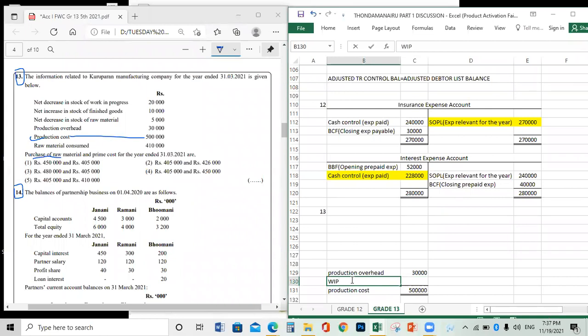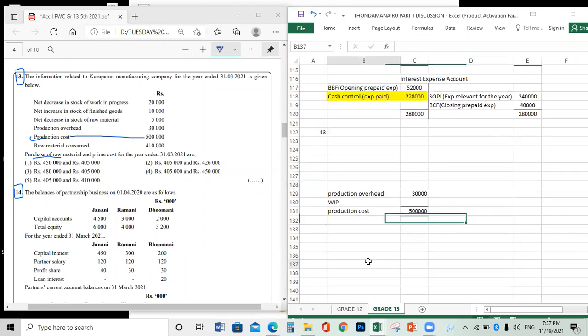What is the relationship between the stock and cost? Positive or negative? I'll repeat the question. What is the relationship between the stock and cost? Positively related or negatively related?